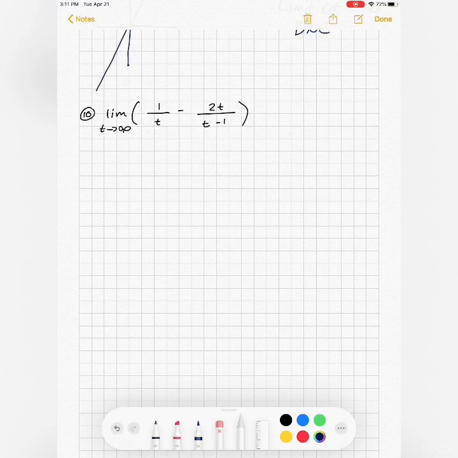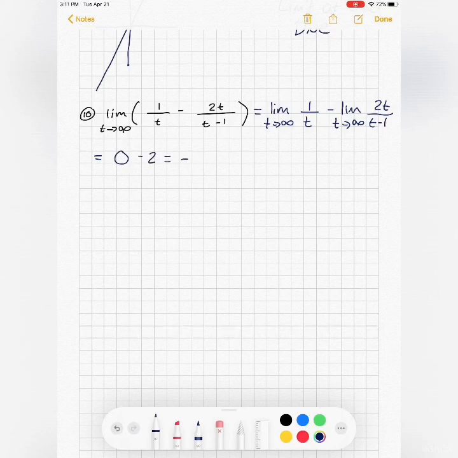Okay, let's see. Limit at infinity. Okay, so I mean, I have a couple of ideas. So my first thought is, well, each of these limits exists. So couldn't I say then the limit would be the limit of each term? Because both limits exist. So that would be 0 minus 2.